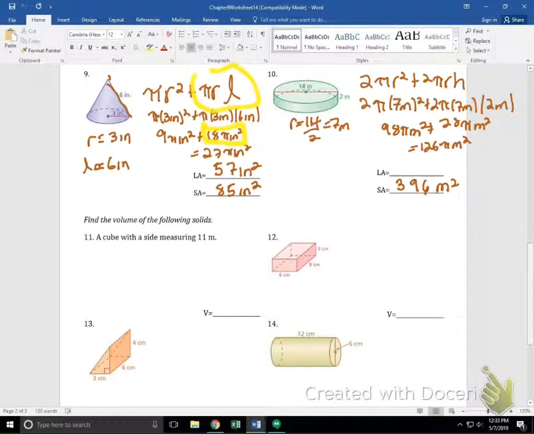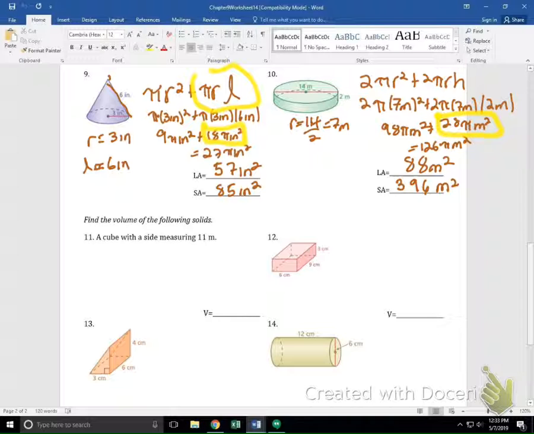And then again, your lateral area is that second half. So you do your 28 times pi, which gives you 88 meters squared.